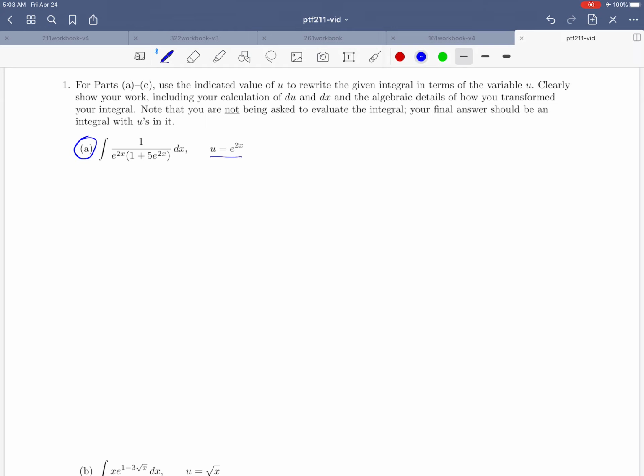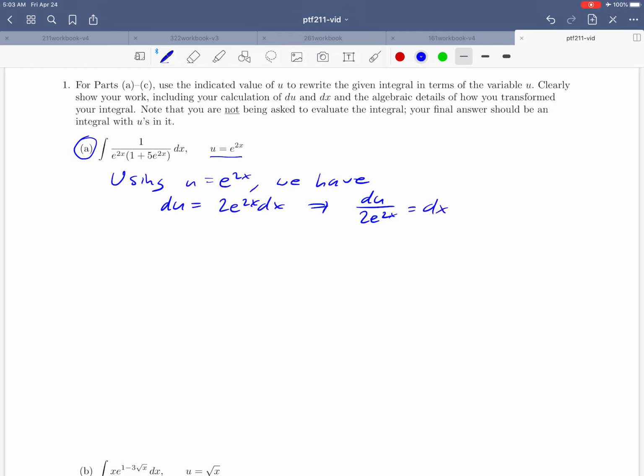So if we start with u equals e to the 2x, we're going to calculate our du that goes with that. So using u equals e to the 2x, du would be, we're going to take the derivative of that and just get 2e to the 2x dx. Next step is to solve for the dx, so we can divide through by the 2e to the 2x.